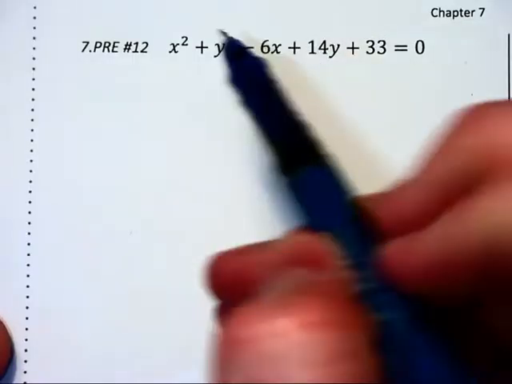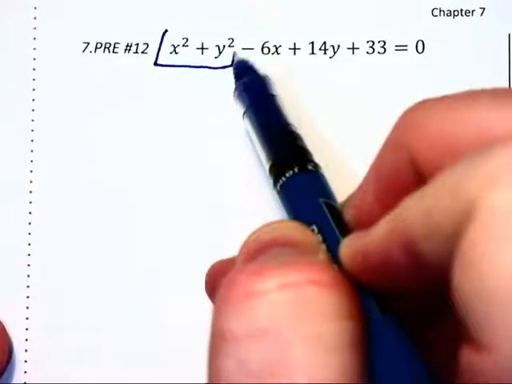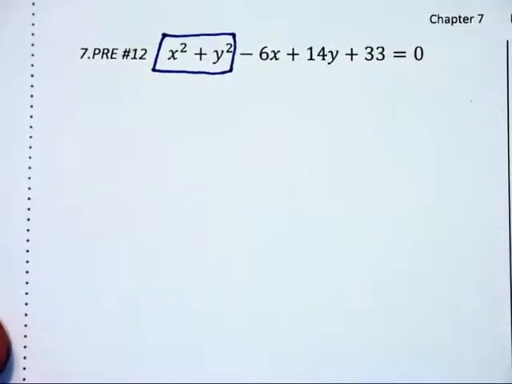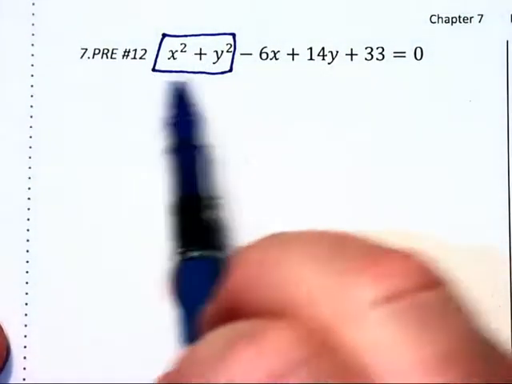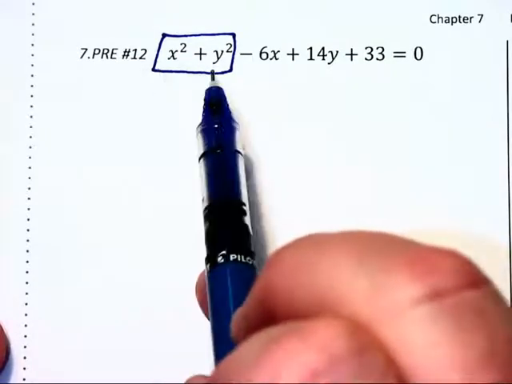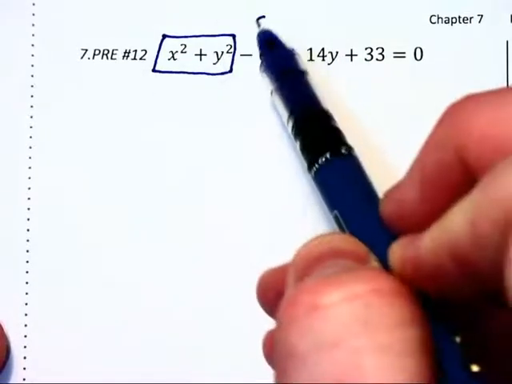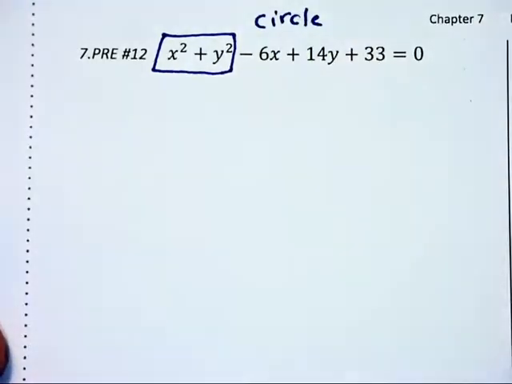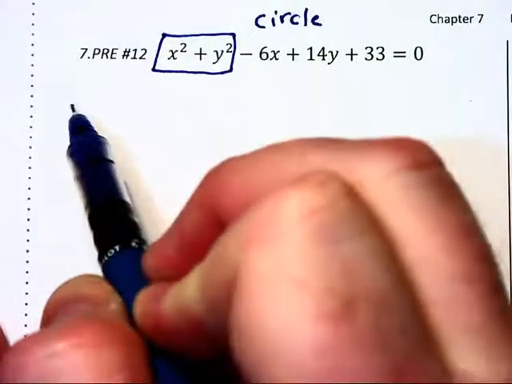For this next problem, we have x squared plus y squared, which tells us it's either an ellipse or a circle. Because the coefficient is 1, which is the same in front of x squared and y squared, we know that this is an equation of a circle. So we will complete the square in both x and y on this problem.